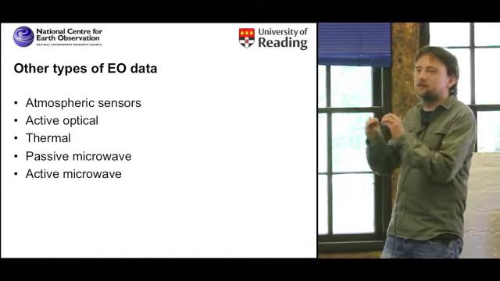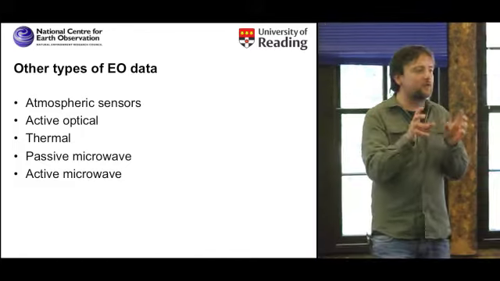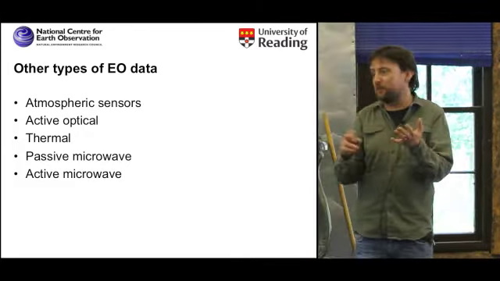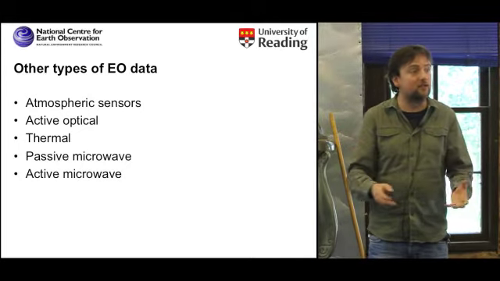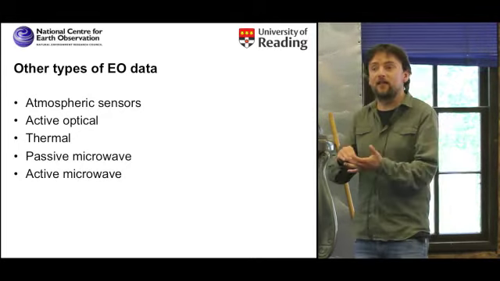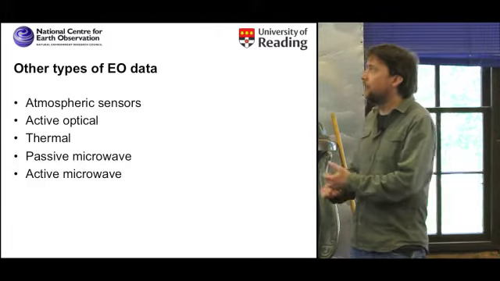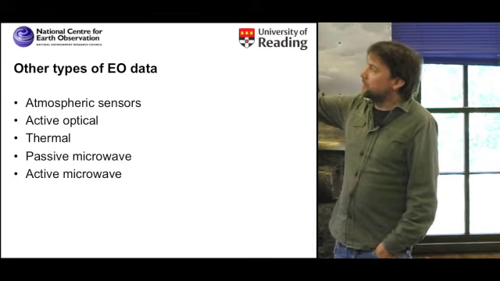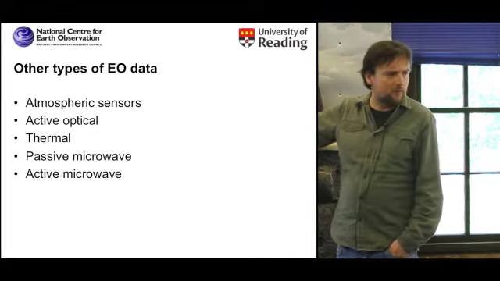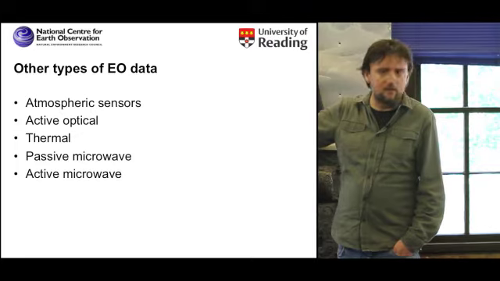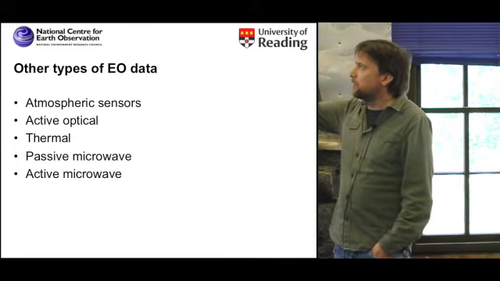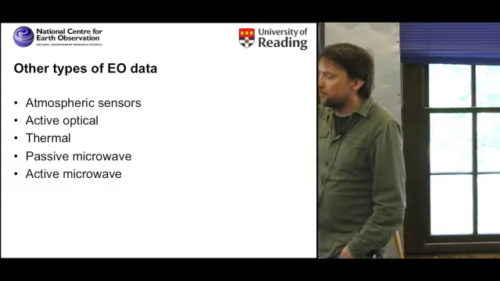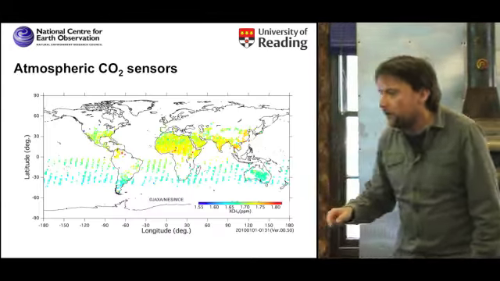I just want to give you one slide on each of these things, because I don't want you to leave here thinking the only thing in the world is passive optical data. I talked about that mainly because it is particularly useful for the science that all of us do, and because it's easy to get your hands on. There's also a whole bunch of other stuff that might be useful for carbon cycle work: atmospheric sensors, active optical data. Some of you have probably used LiDAR, which is a great source of data. It's an example of an optical instrument that generates its own source. Thermal data, passive microwave, and active microwave.